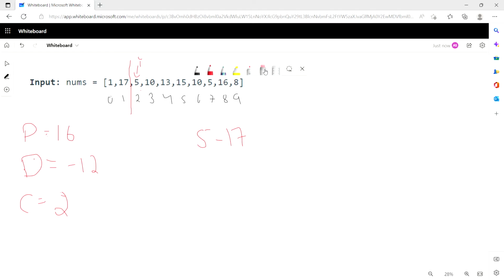So these are alternating, right? This is increasing here, 1 to 17, 16, and then 17 to 5 it's decreasing by minus 12. So first it's increasing, then it's decreasing. So what we have to do, we have to increment the count.